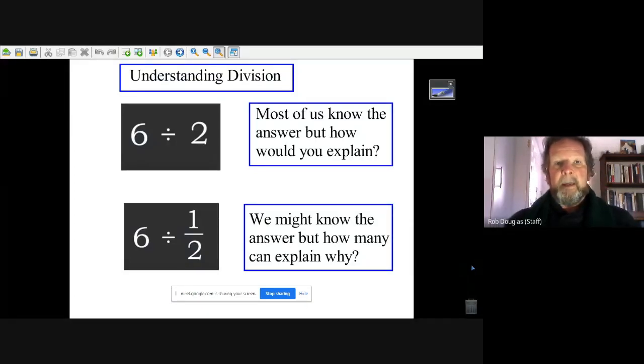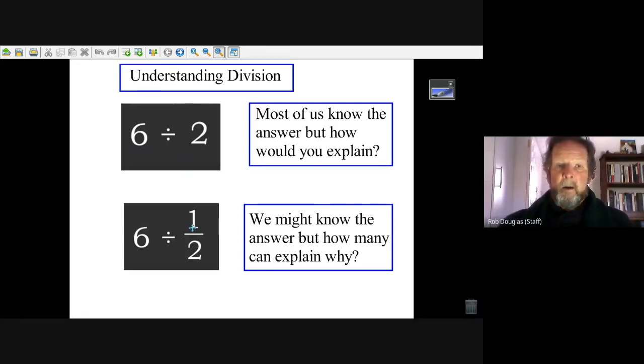Okay, we're going to look at dividing fractions here. Now, when you go 6 divided by 2, there are different ways of explaining what the answer is, and you could think of a couple of different ways. When you go 6 divided by a half, a lot of people might think they know the answer. Sometimes they would get it wrong, but not many people would be very good at explaining why the answer is what it is. And we're going to learn why.